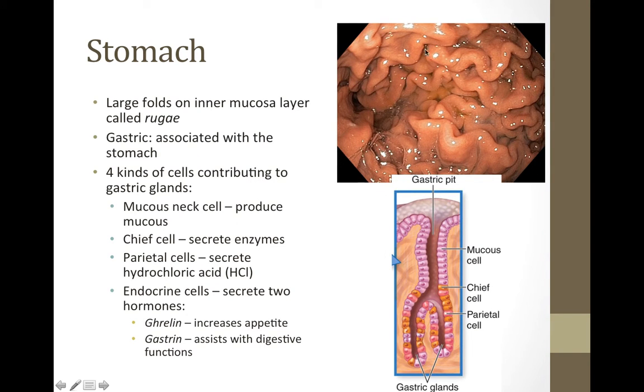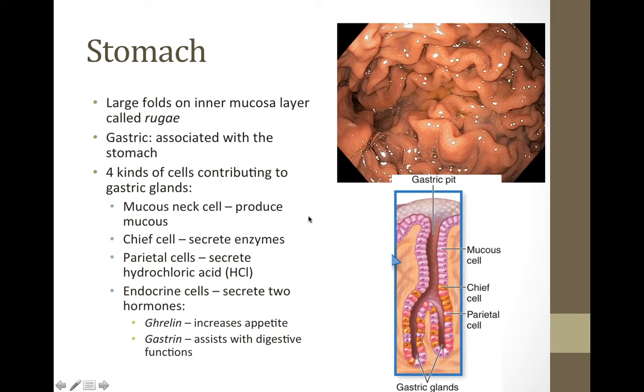Inside the stomach, this is the inner layer of the stomach, and you see these deep ridges or folds in that inner mucosal layer. Those folds are called gastric rugae. And this is going to increase the surface area inside the stomach to improve digestion, and it's also going to help break up foods as your stomach churns.